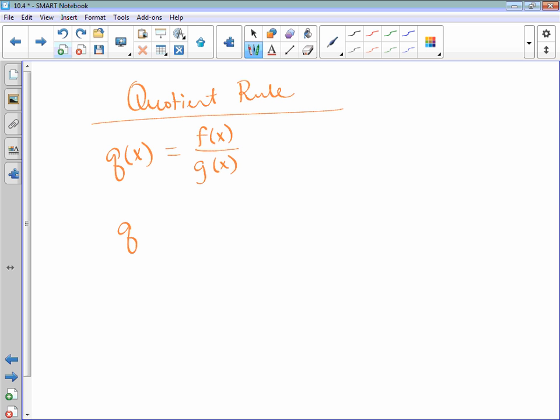All right, so we start out with q of x equals f of x over g of x. Everybody knows quotient means divide, right? So now I'm finding the derivative.